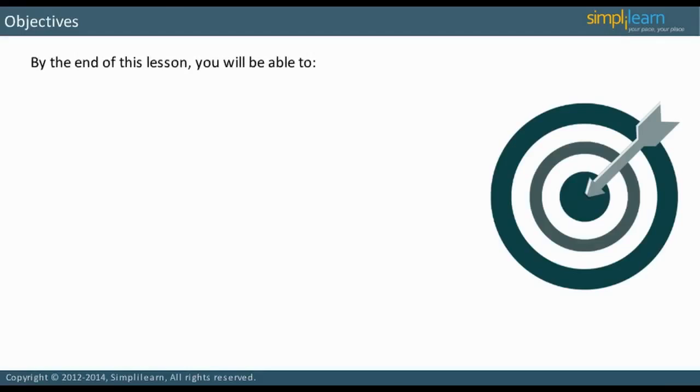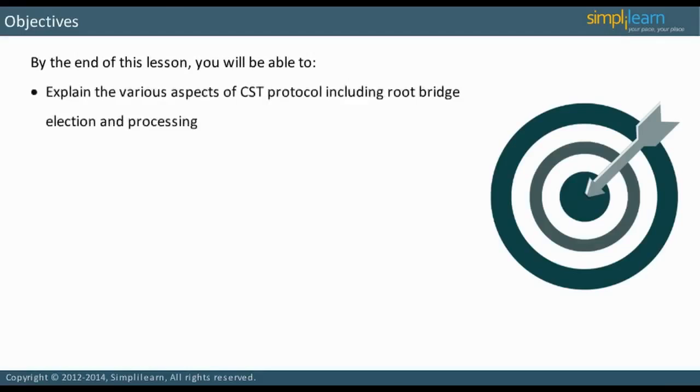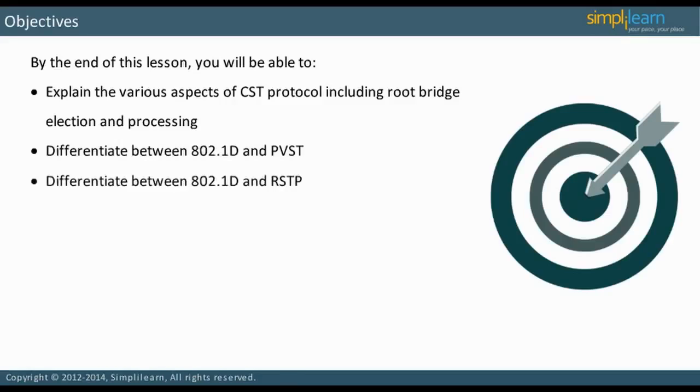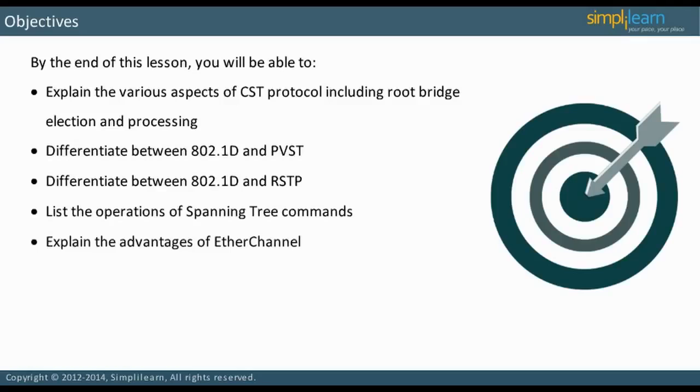By the end of this lesson, you will be able to explain the various aspects of CST protocol, including root bridge election and processing. Differentiate between 802.1d and PVST. Differentiate between 802.1d and RSTP. List the operations of spanning tree commands. Explain the advantages of EtherChannel. Configure EtherChannel.